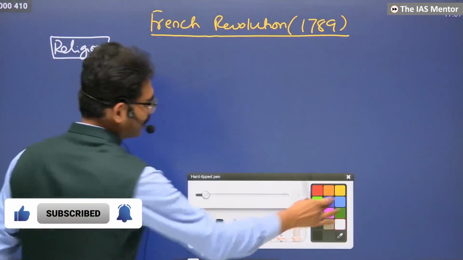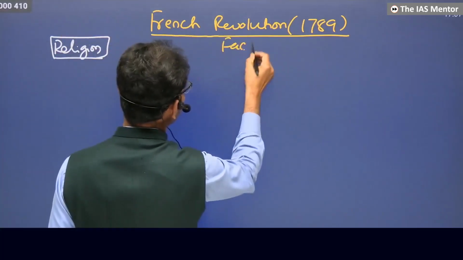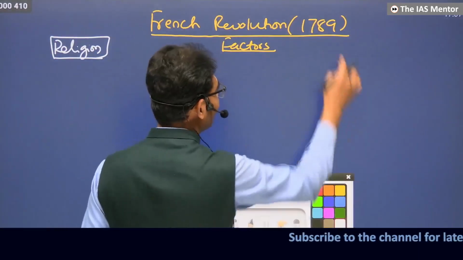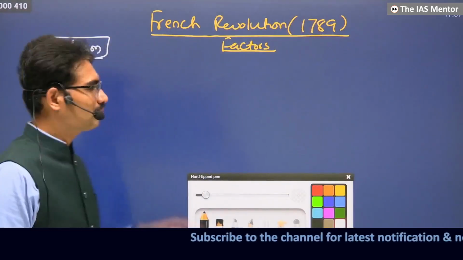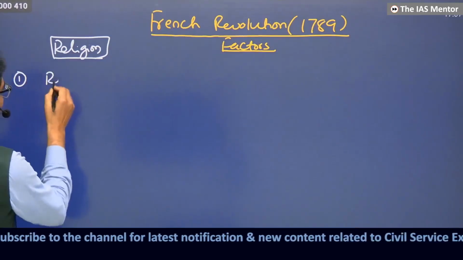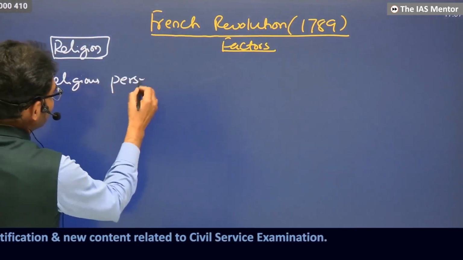What are the factors behind the French Revolution? It happened in 1789. Religion, number one. Religious persecutions.